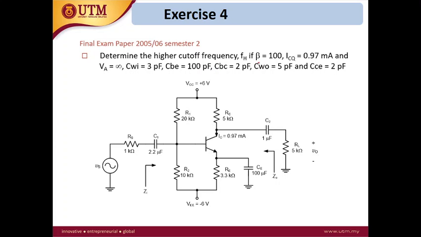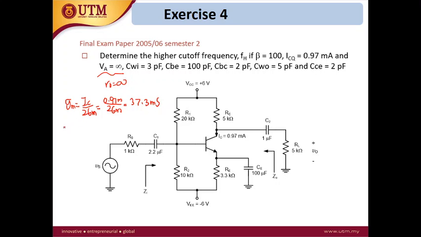The beta is 100, ICQ is given, VA is infinity, so R naught is infinity, and all the parasitic capacitance values are given. When you do the analysis, since ICQ is given, you need to calculate the gm. So gm is IC over 26 milli, which is 0.97 milli over 26 milli. This is equal to 36.3 millisiemens.